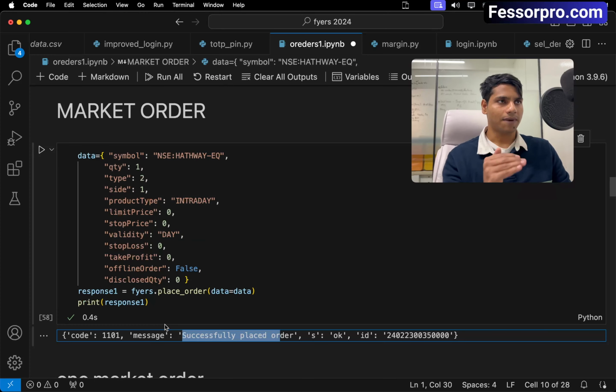If you want to do a sell order, you just need to change the side from 1 to -1. Instead of buying the stock, it will sell the stock. Now let's say you want to have a CNC order.